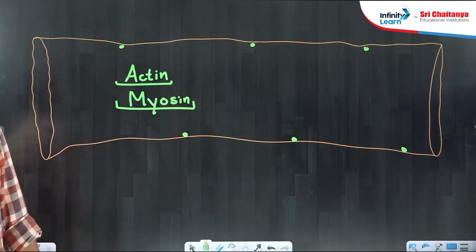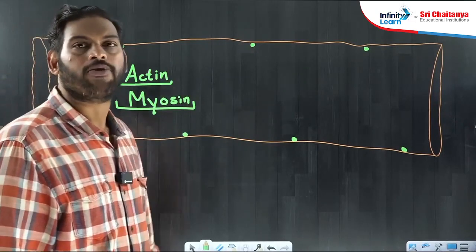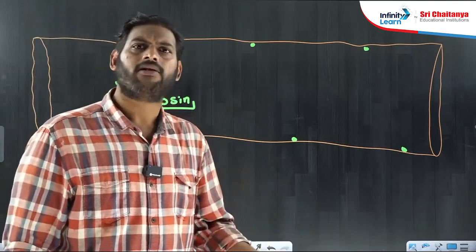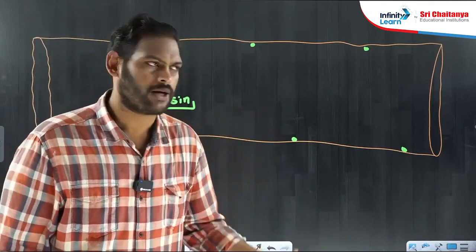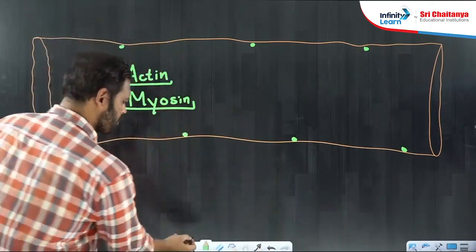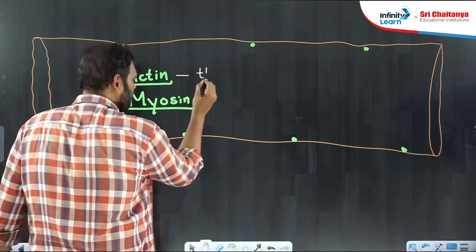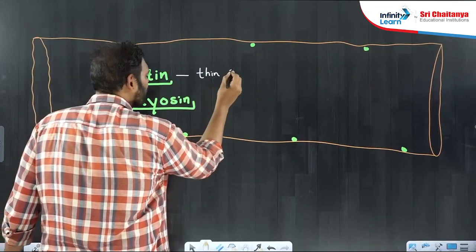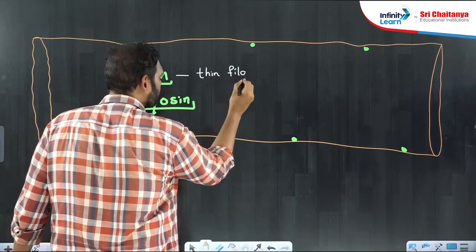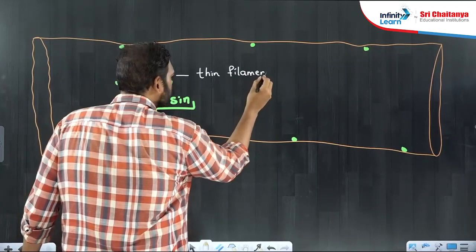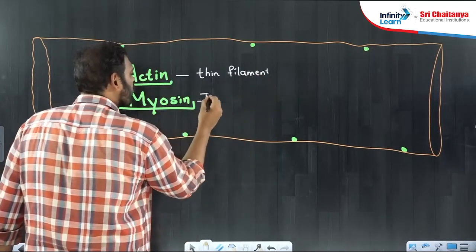These were referred to as contractile proteins, myofibrils or myofilaments. It's up to you. So, which is thin? The thin filament was actin. Actin is a component of the thin filament, whereas myosin is a component of the thick filament.